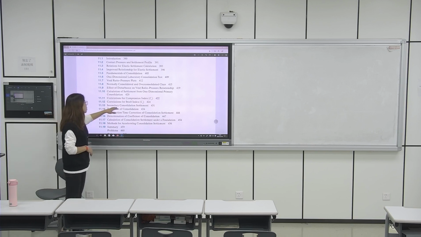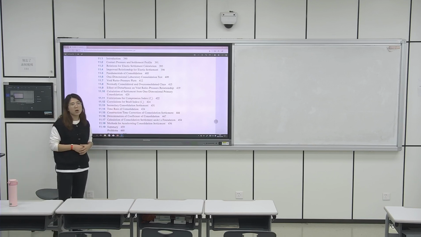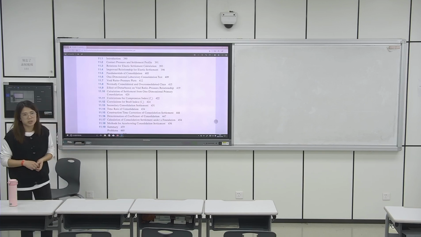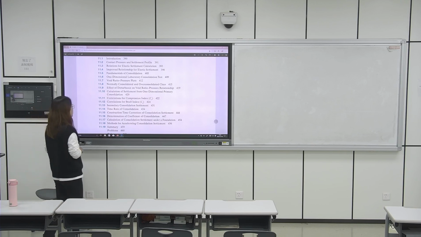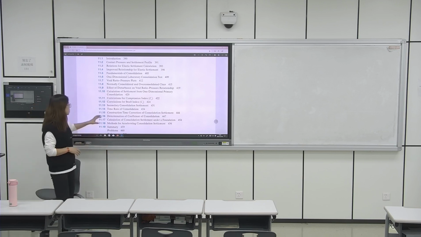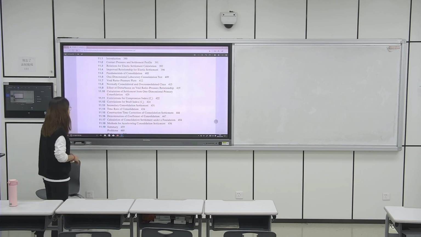And later we explained what is secondary consolidation, what is secondary consolidation settlement, and how to calculate it. We defined a secondary consolidation coefficient C alpha, remember? And how to use C alpha to calculate the secondary consolidation settlement. We introduced that. And later, all the others, we didn't talk about.